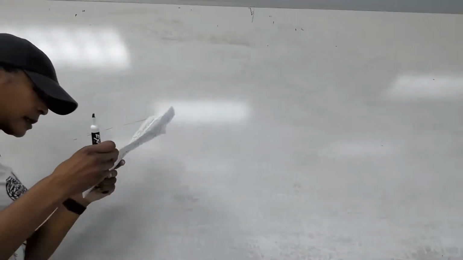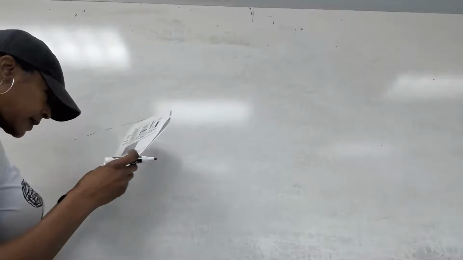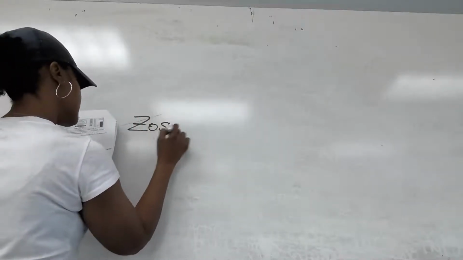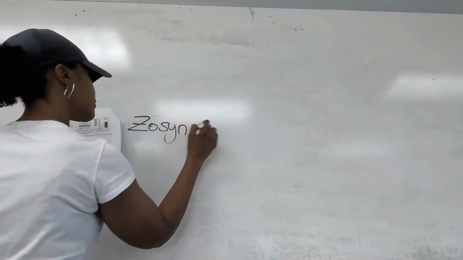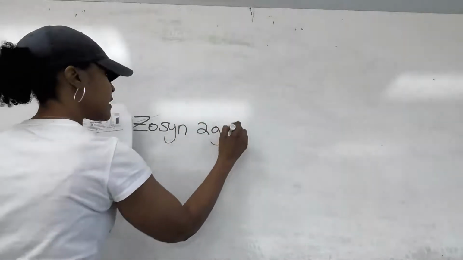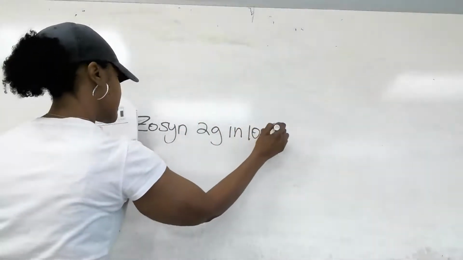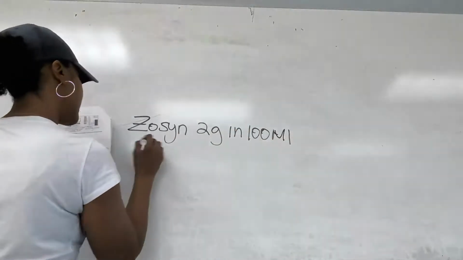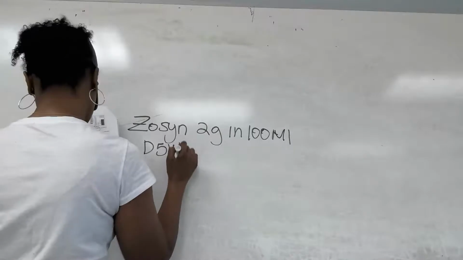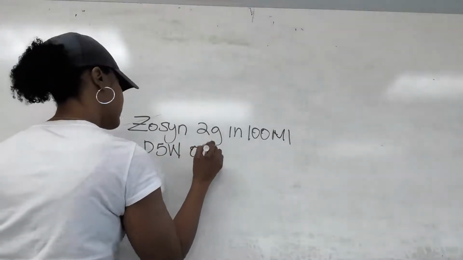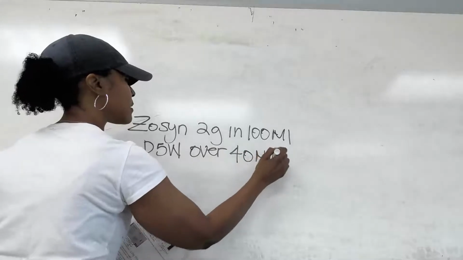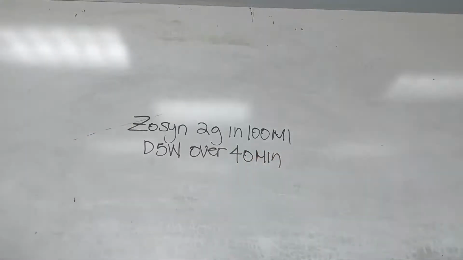Here we go. Number 29. The order is for Zofran, 2 grams in 100 milliliters of D5W over 40 minutes. You will see a lot of problems like this on the final.